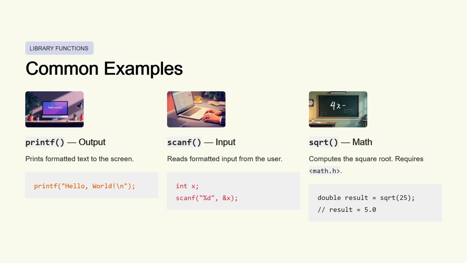Now we are going to see some of the common examples of library functions. The first one is printf, which is used for printing formatted text to the screen. Next one is scanf, which is used to read formatted input from the user. The third one is sqrt, which calculates the square root of a number, and this requires including the header file math.h. These functions make programming faster and easier.